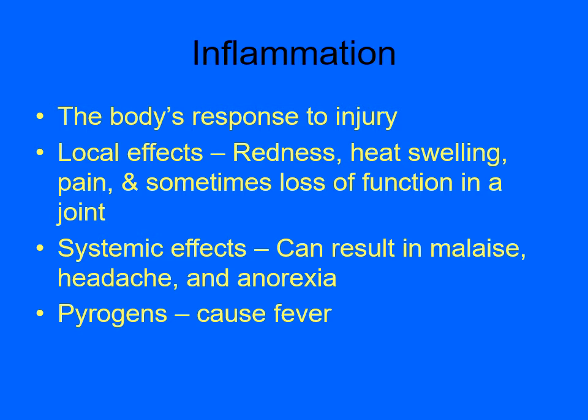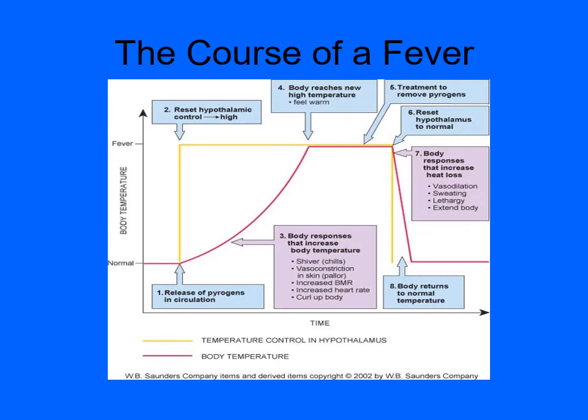And then remember that fever is caused by pyrogens, and pyrogens are released by certain types of body cells, some immune cells, that will send out these chemical messengers. They are received by the thermostat of the body, which is the hypothalamus, and the hypothalamus produces something called prostaglandin E that resets the temperature to a higher level, and this results in fever. And this walks you through the course of a fever, releasing the pyrogens, resetting the thermostat to a higher level, temperature goes up, you feel warm.